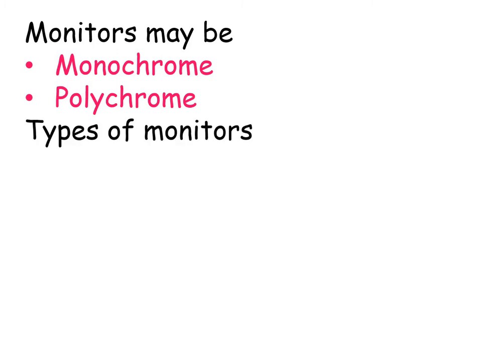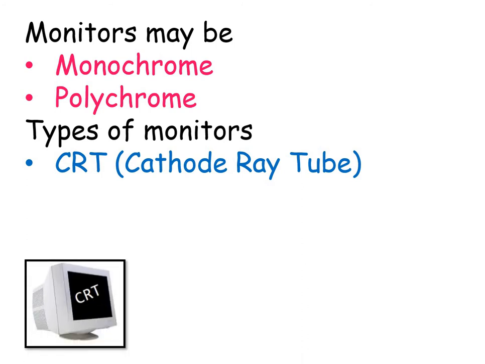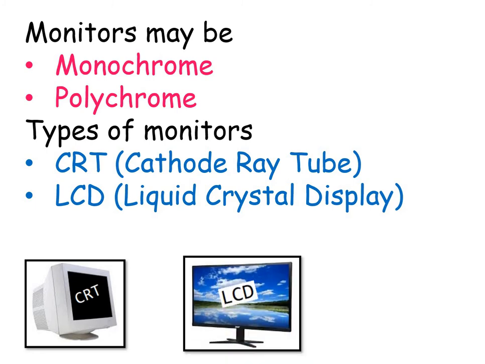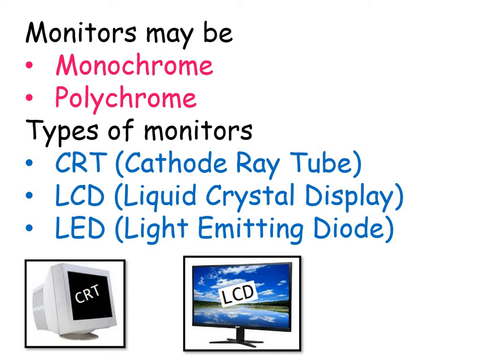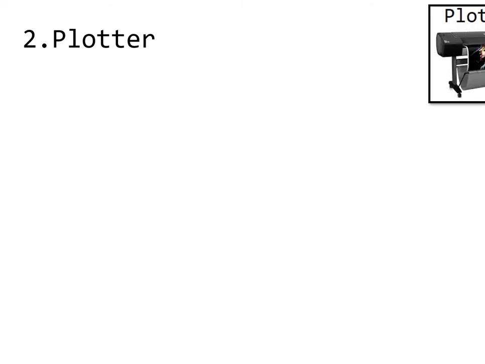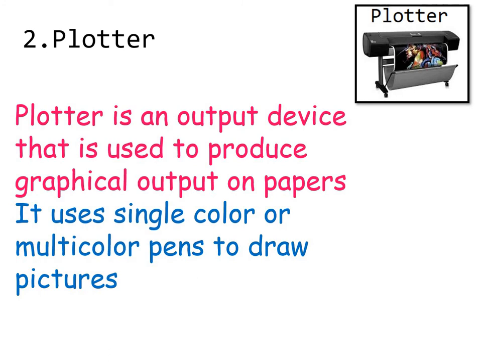The types of monitors are CRT, cathode ray tube, LCD, liquid crystal display, LED, light emitting diode. The second output device is plotter. Plotter is an output device that is used to produce graphical output on papers. It uses single color or multicolor pens to draw pictures.